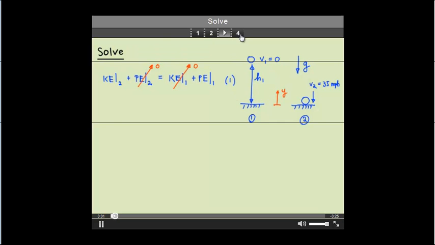Now I think we're ready to move on to the solution phase here. Really all I have is a kinetic energy at state 2 and a potential energy at state 1. I just have to find those individual terms, plug them into equation 1, and rearrange and solve for H1. So let's go ahead and do that.